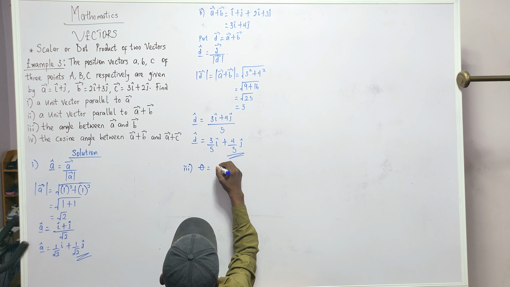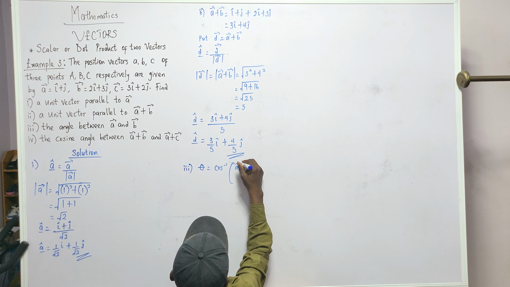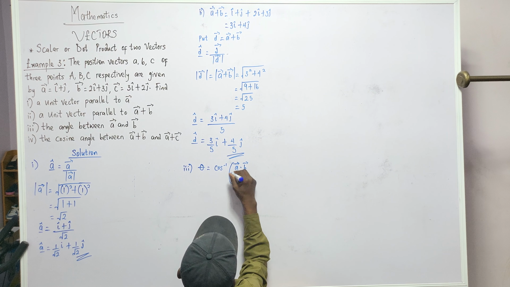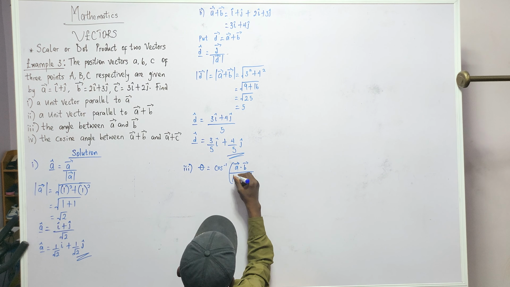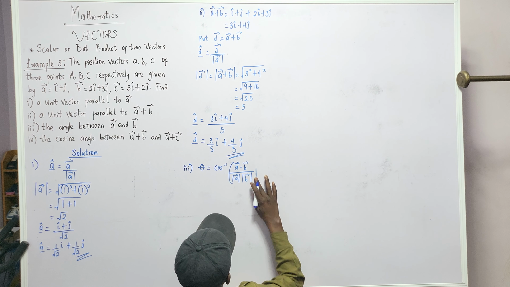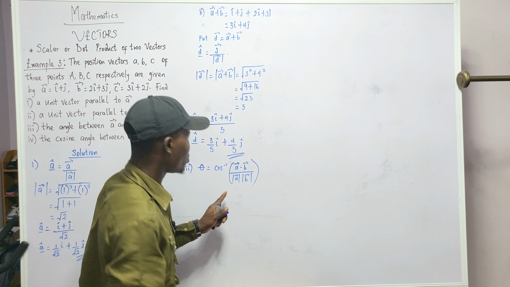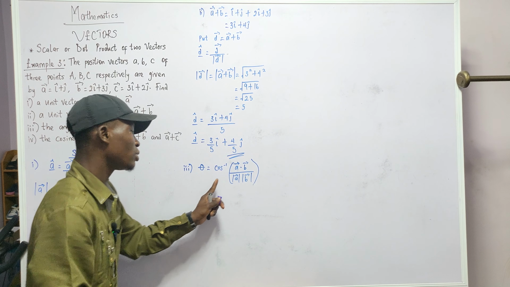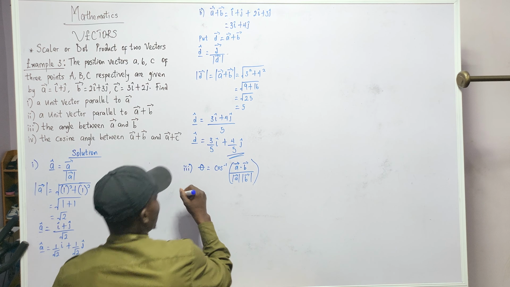Theta is equals to cos inverse of what? It is between A and B, so that will be A dot B over magnitude of A, magnitude of B. So this is the formula we'll be using. So what do we need to get? We need to get A dot B, we need to get magnitude of A, and we need to get magnitude of B. So let's be fast about that.